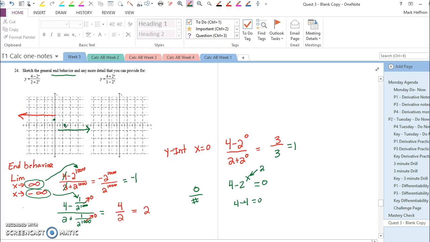And so now I can see that the graph must look something like this, with a horizontal asymptote at y equals 2, and another one at y equals -1. And it turns out that's exactly what this thing looks like. All that with a little calculus.